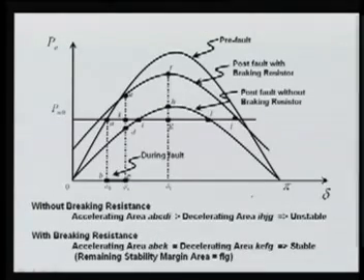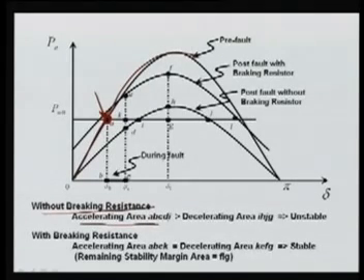Now here you can see with the braking resistance and without the braking resistance. With this curve I think it is more clear. This is your PM where the machine is loaded. This is your pre-fault system, and here is your operating point. Now once the fault has occurred, during the fault it suddenly comes to 0. This is from B to C, meaning without the braking resistance the accelerating area is ABCD.